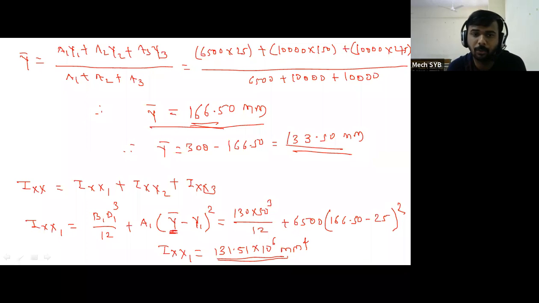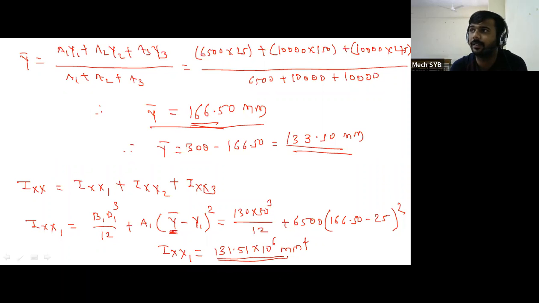That's Ixx value. Here the section is unsymmetrical. Therefore, we have to calculate the Ixx1, Ixx2 and Ixx3 separately. If your section was symmetrical, I have given you another moment of inertia formula for symmetrical I section. But here it is not applicable because section is not symmetrical about the x axis.